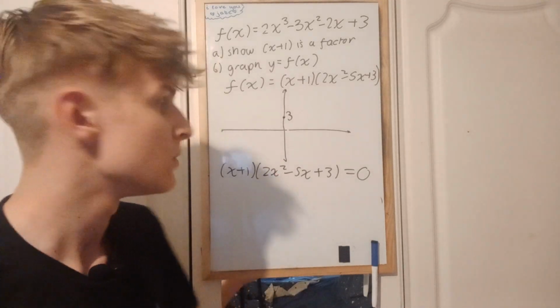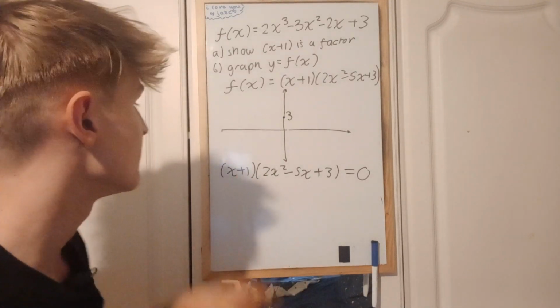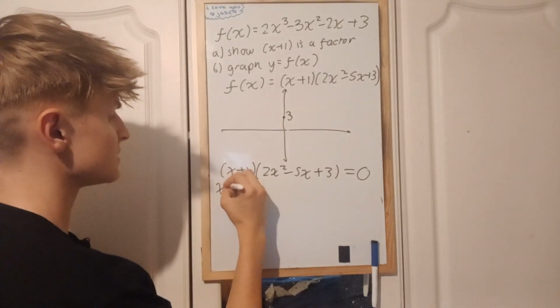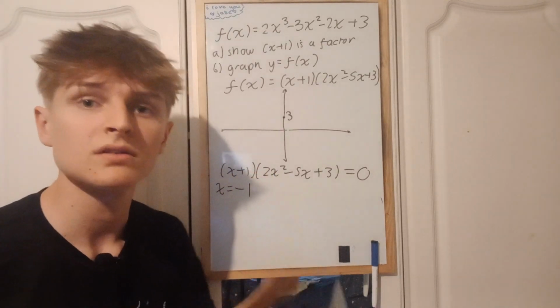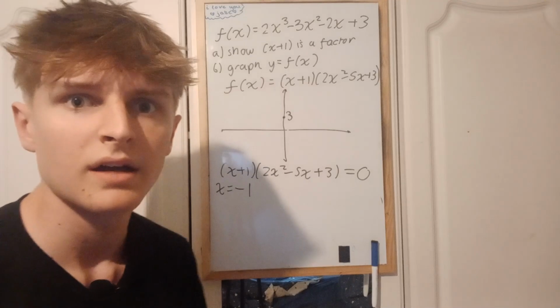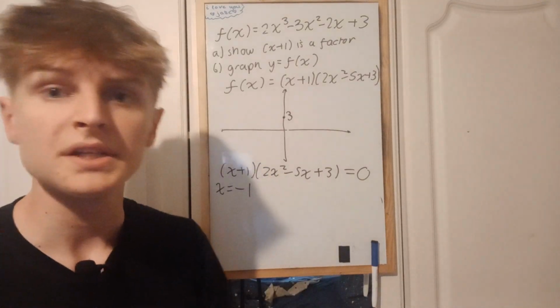Rightio, and now we've got a product of two factors equals 0. That should ring a bell. We need to set each one equal to 0 and see what x values pop out. This one's really easy. This is just x equals minus 1. Now this one, if we want this to be equal to 0, we're going to have to solve a quadratic. Effort, am I right?